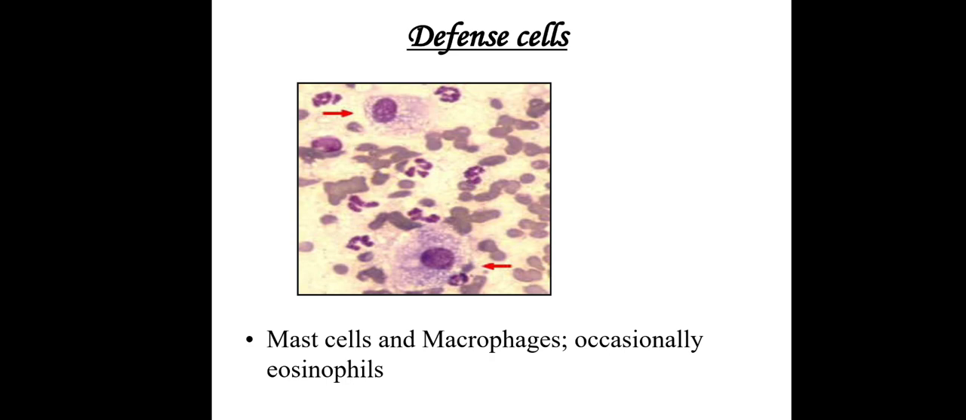Finally, the periodontal ligament contains different defense cells. Defense cells include mast cells and macrophages. Mostly they contain mast cells and macrophages. Occasionally eosinophils are also present within the periodontal ligament. We also see lymphocytes and plasma cells under some conditions. So these are the various cells present in the periodontal ligament. With that, we conclude the various fibers and cells present within the periodontal ligament. Thank you.